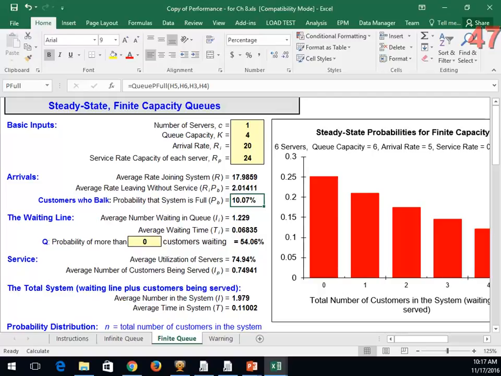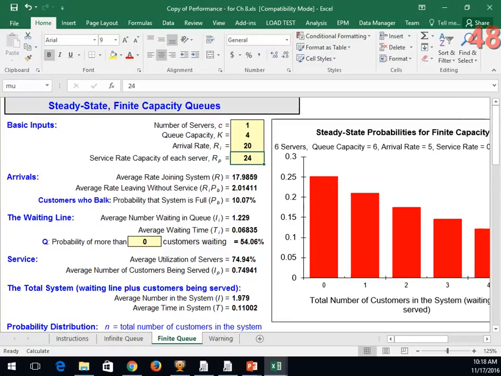And then again, it tells us, okay, what's our average number waiting in line, and what's the average time that they wait, what's the average utilization of the servers, okay, and what's the average, again, of the number being served, so that's new on this one, and what's our average number in the system in total, and the average time in total, okay? So, again, just by understanding and inputting these things, I can come back with this data.